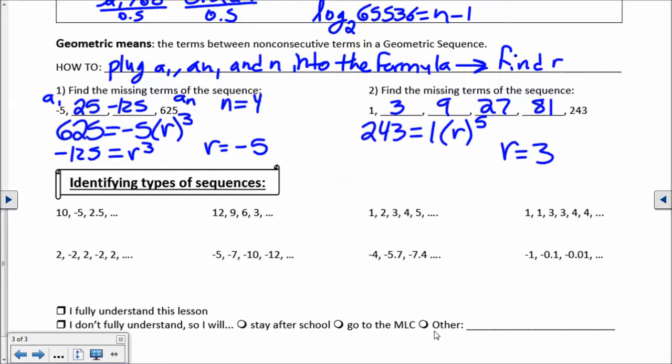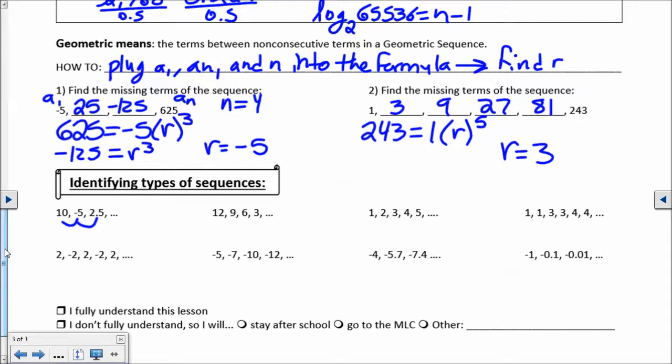How would you know if it's geometric? If you're multiplying by the same thing each time. So what you need to do is see if there's a common difference or ratio between all of the numbers in the sequence, and that's how you figure it out. You're going to be comparing all of the consecutive numbers to see what their relationship is. So, what would you have to add to go from 10 to negative 5?